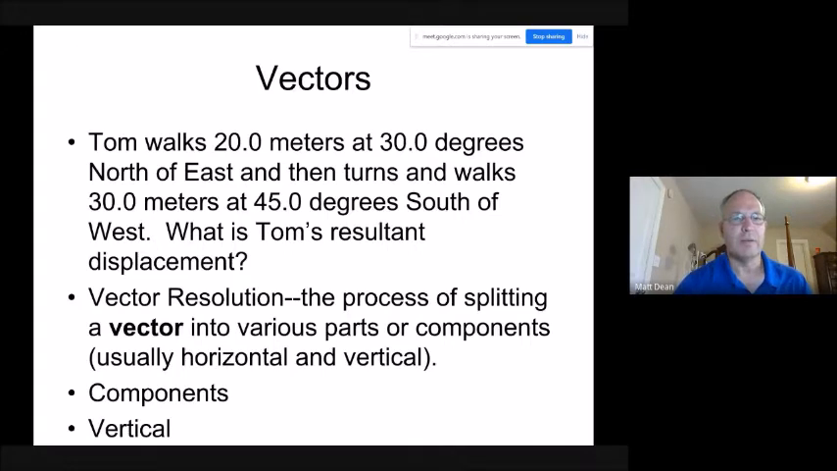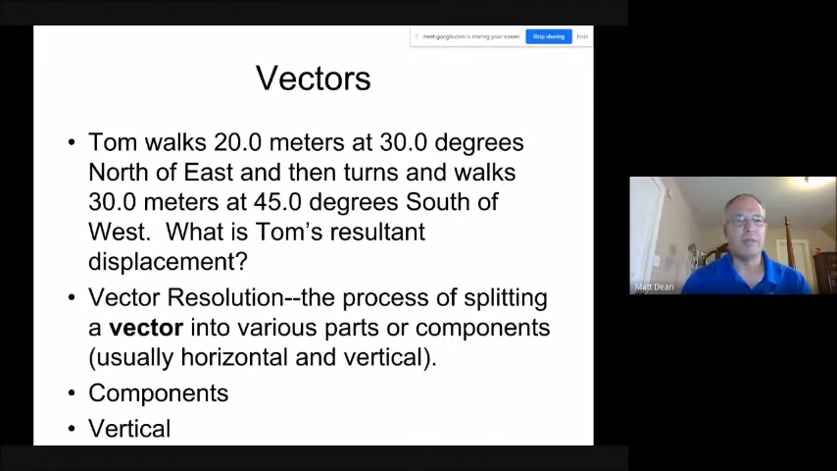So here's another problem. Tom walks 20 meters at 30 degrees north of east, and then turns and walks 30 meters at 45 degrees south of west. What is Tom's resultant displacement?